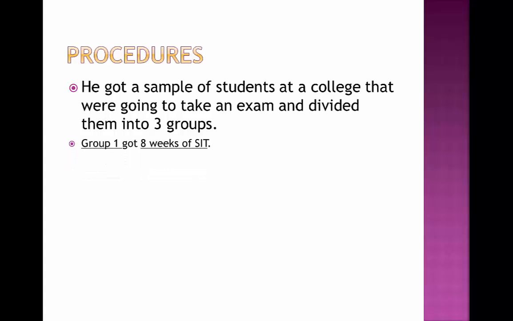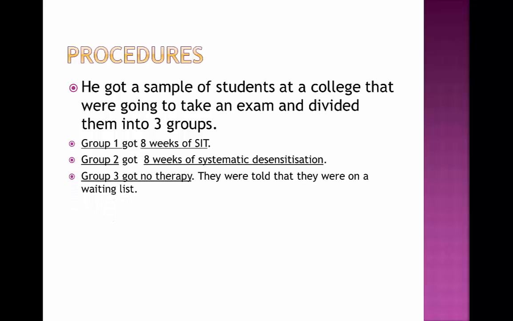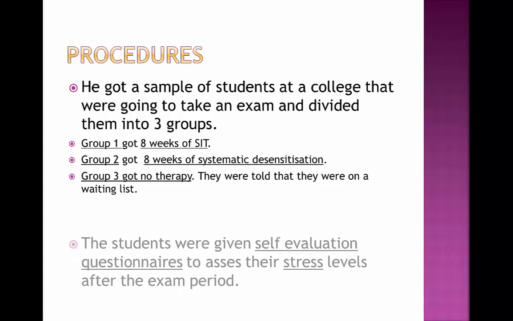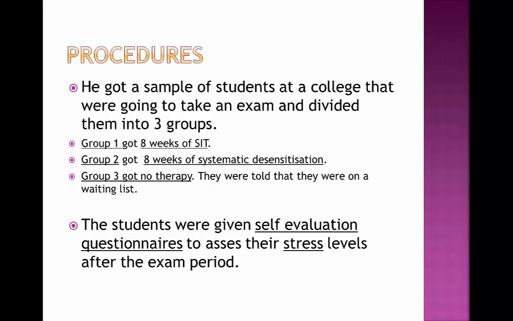The first group got 8 weeks of stress inoculation training. The second group got 8 weeks of systematic desensitization. And the third group had no therapy whatsoever. They were told that they were on the waiting list to get into one of these 2 groups. The students were then given a self-evaluation questionnaire to assess their stress levels after the exam period.